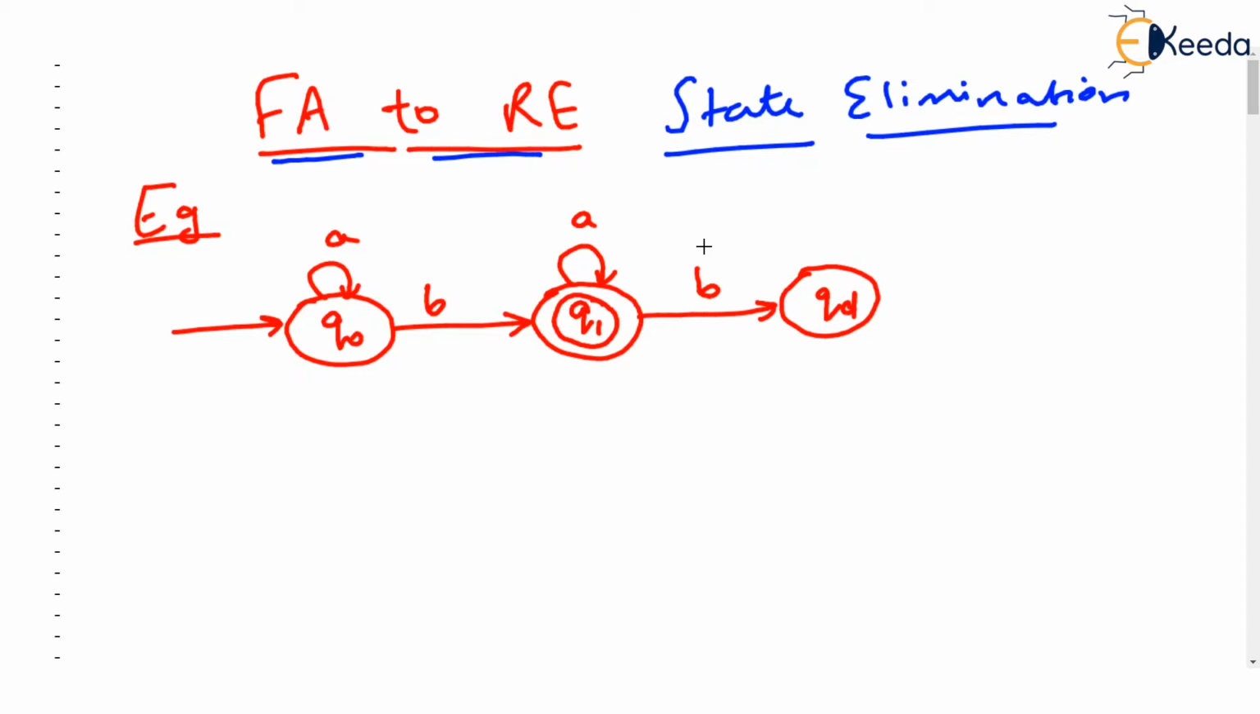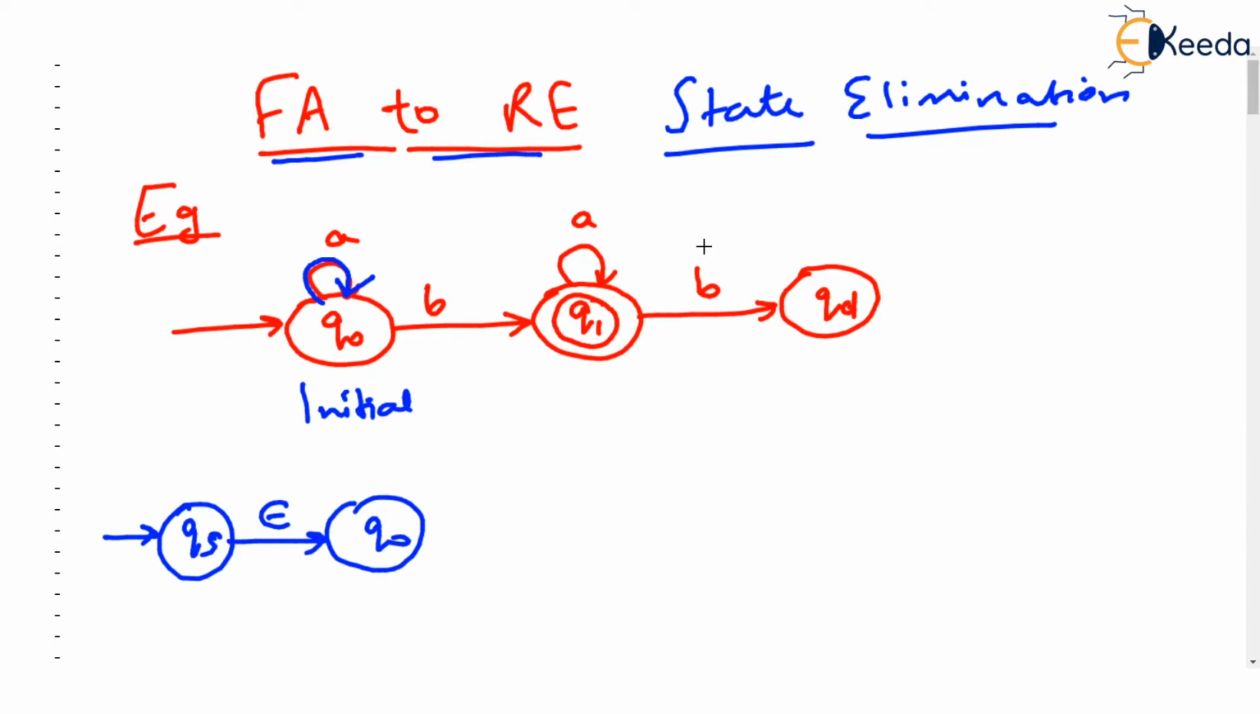Rule 1 was: if the initial state has any incoming edges. Yes, the initial state has an incoming edge here. Then we will add a new initial state, let's say QS. You can name it anything, but I have named it QS. And we add an epsilon transition to Q0, and the loop for A remains at Q0.